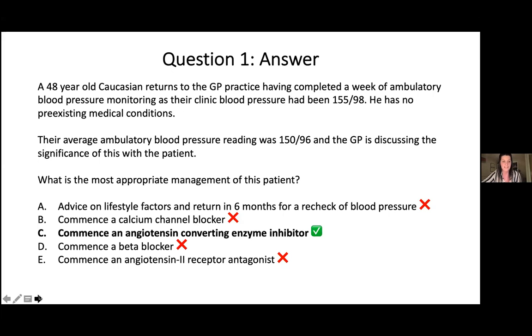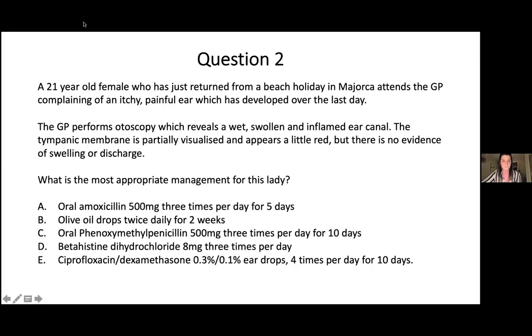And again, I'll give you 60 seconds to read the question and pop a wee answer in the poll.